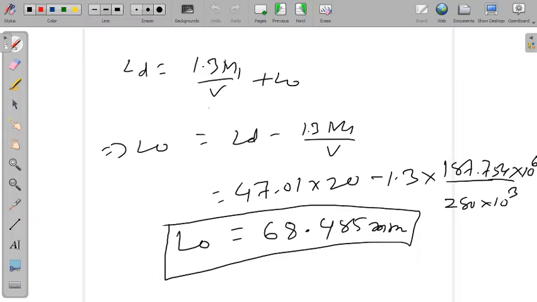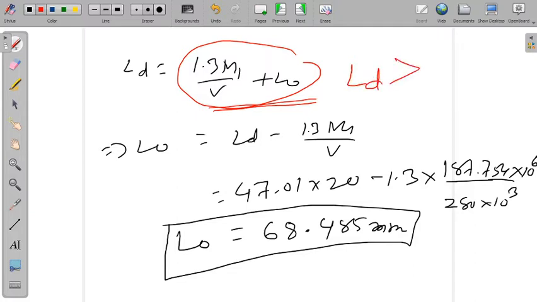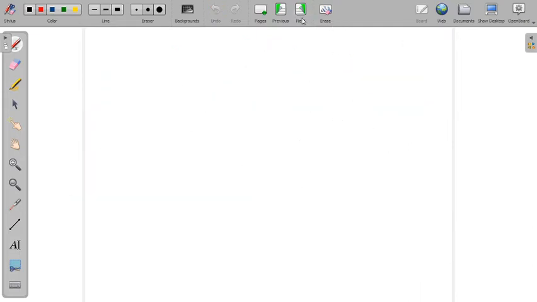So now in this equation, if you put 1.3 M1 by V plus L0 value, then this value will be greater than LD. The equation says LD must be less than or equal to this expression. So here we are doing a reverse calculation, and we find that if I provide this value, then it will satisfy the criteria. So this is how we need to check and do the design problems.